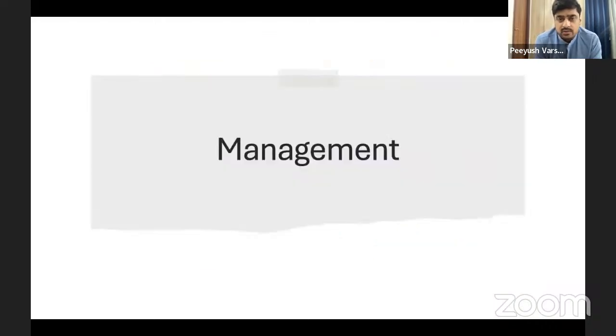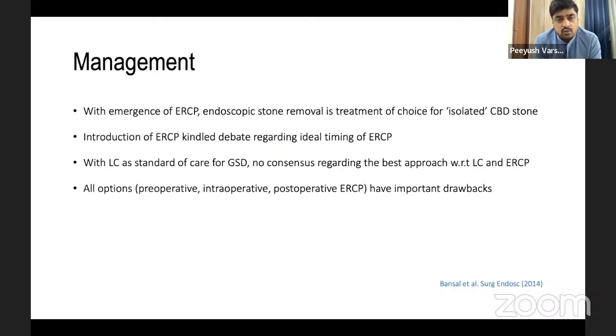So now coming on to the main topic of management. There are 2 conditions: when the stone is detected intraoperatively or preoperatively. The most common scenario now, with nowadays imaging, is that the stone will be detected preoperatively. So for a preoperative stone, straightforward, nowadays the routine recommendation is to get an ERCP and stone removal. But the timing of ERCP is debated if there is a detection of stone intraoperatively.